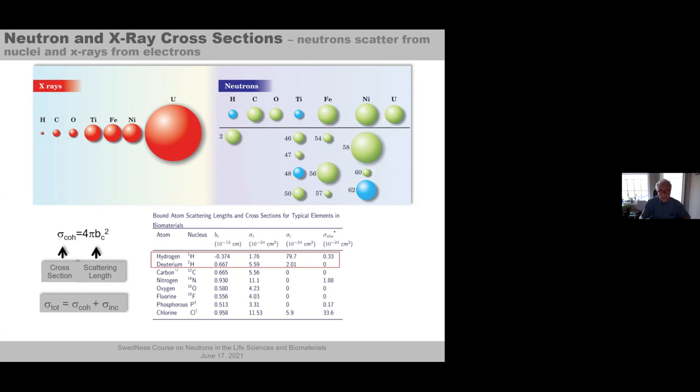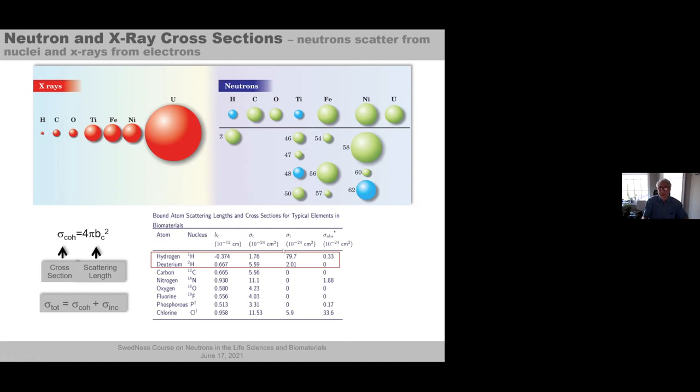So here I've put a nice little box and I'm showing you protium and deuterium. And you see this difference here. This is very important to know. And that minus sign is what will be very important for this talk. That little minus sign is what enables this contrast variation that we're going to talk about, and that I think makes neutrons very, very unique, as far as biology, but also even in other sciences, even in hard condensed matter science, because you're able to change that contrast.